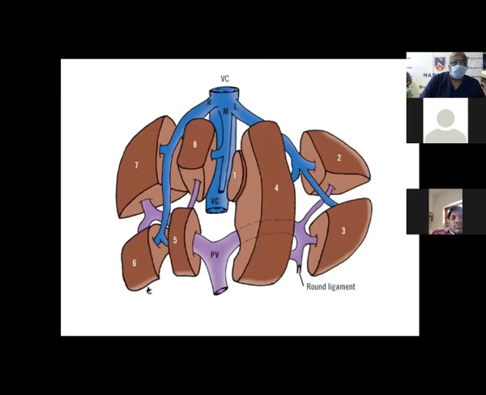This you beautifully see here: 1, 4, 2, 3, 5, 6, 7, 8. This is anteromedial, this is posterolateral, this is segment 4, this is caudate lobe, this is segment 2 and 3. The whole thing forms the left lobe, the whole thing forms the right lobe. Okay, that is how it is.